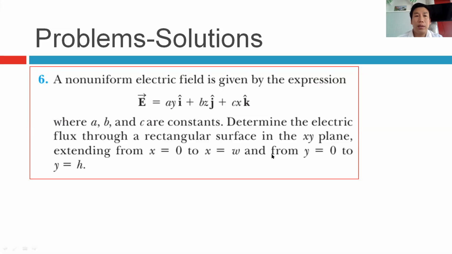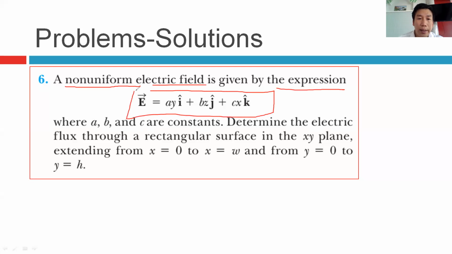Okay, now we also solve some problems. This is the first problem we need to solve. We have a non-uniform electric field given by an expression. This is the way they express electric field in a 3D space. Remember this one, i, is the unit vector along the axis. You can see the axes here.